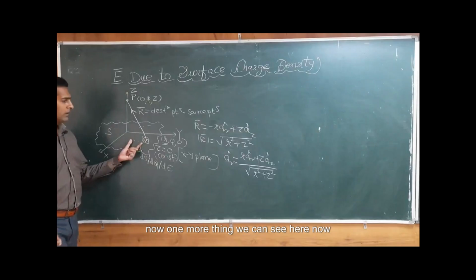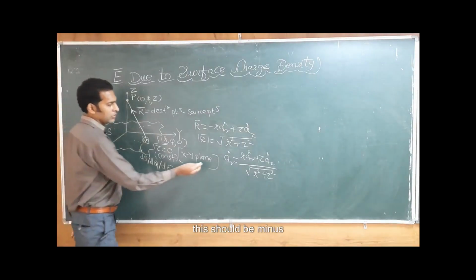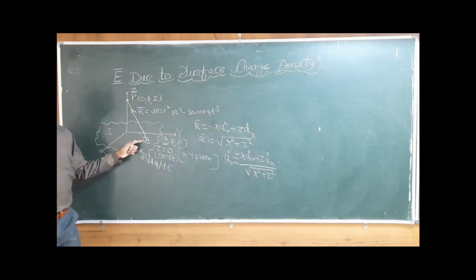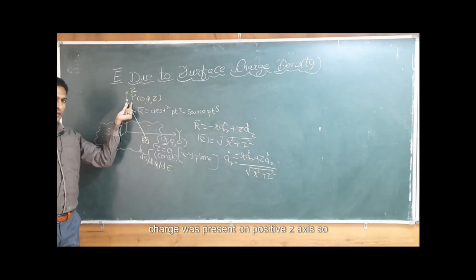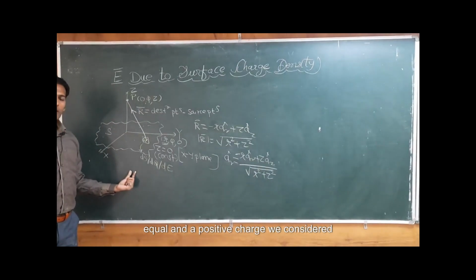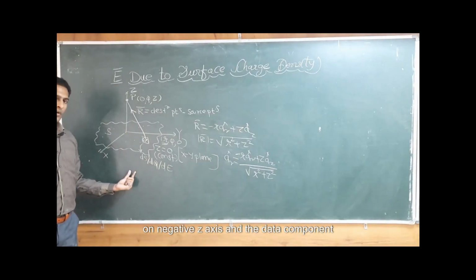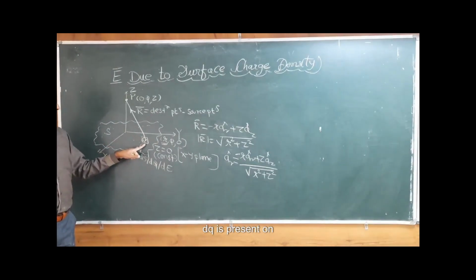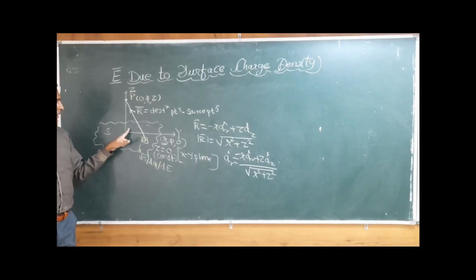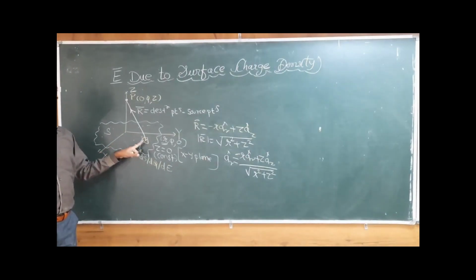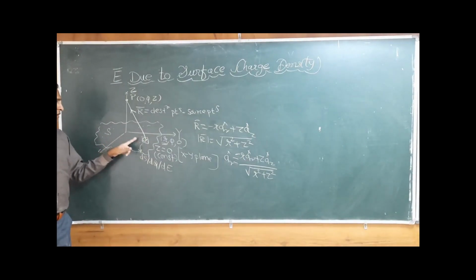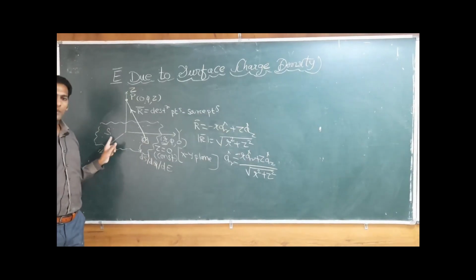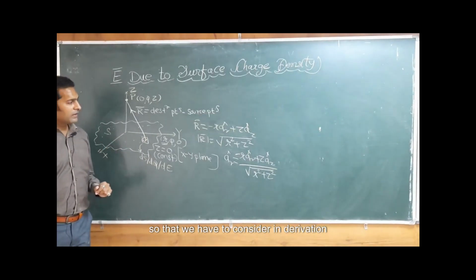Now one more thing you can see here. Earlier this should be minus. In the previous example, the source charge was present on the positive z axis, so we considered an equal and opposite charge on the negative z axis, and the z component was cancelled. Now dq is present on this z constant plane with radius r. So with equal radius on the opposite side there will be an equal and opposite charge, which will cancel this term. So that we have to consider in the derivation.